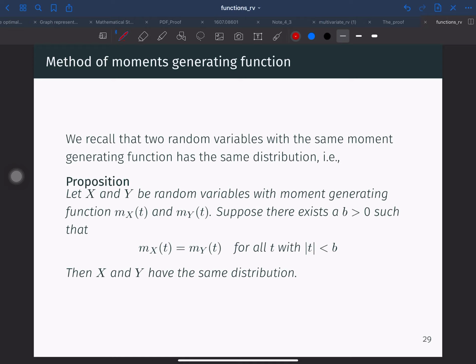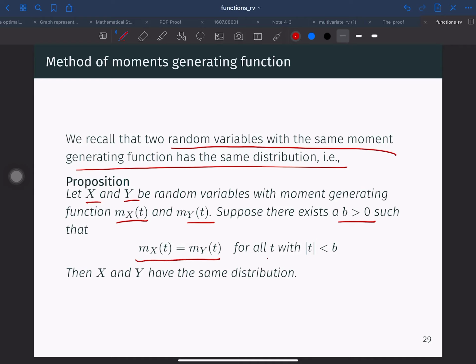So let us move on and talk about the method of moment generating function before we end for today. We recall that two random variables with the same moment generating function have the same distribution. More specifically, if you have X and Y with moment generating functions M_X and M_Y, and there exists a value b bigger than 0 for which the two functions agree for all t with absolute value less than b, so for all t in the neighborhood of 0, then we claim that X and Y have the same distribution. This is one of the only magic results in this class, a result we will not prove.